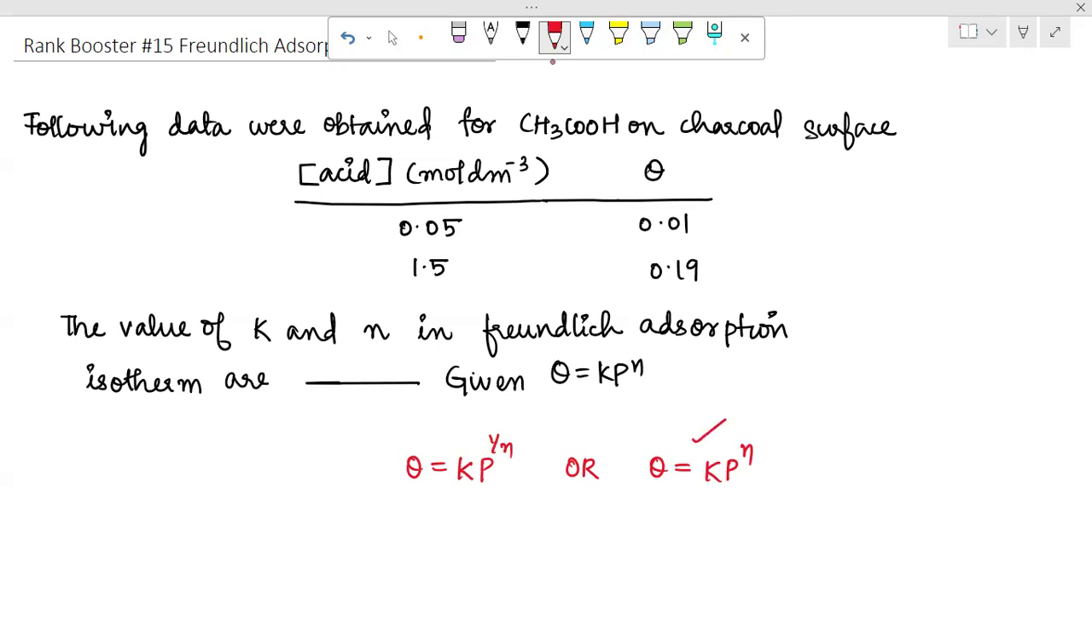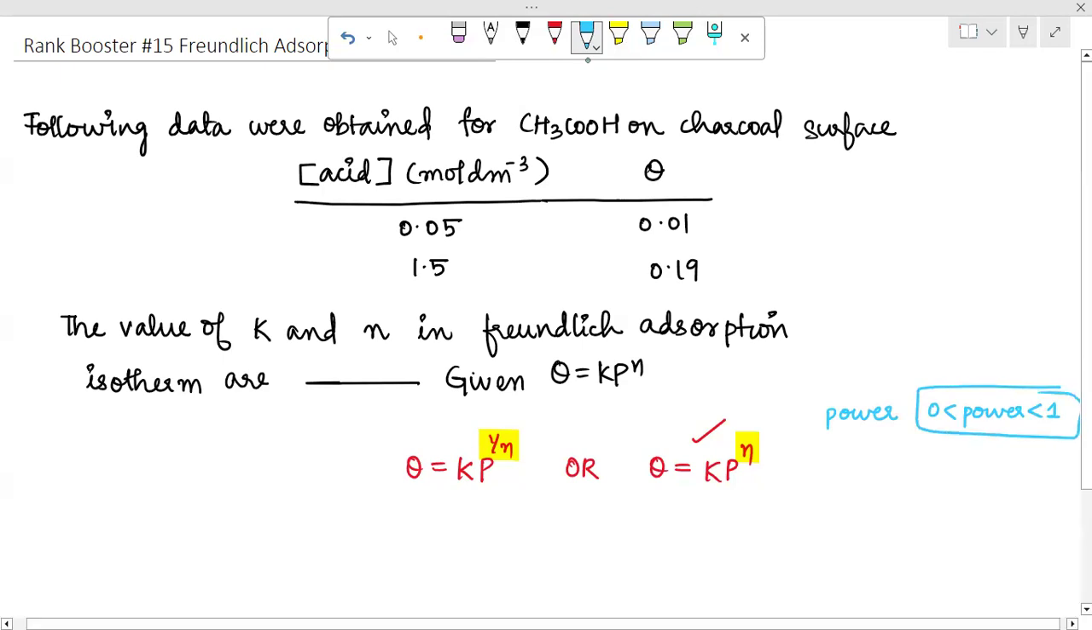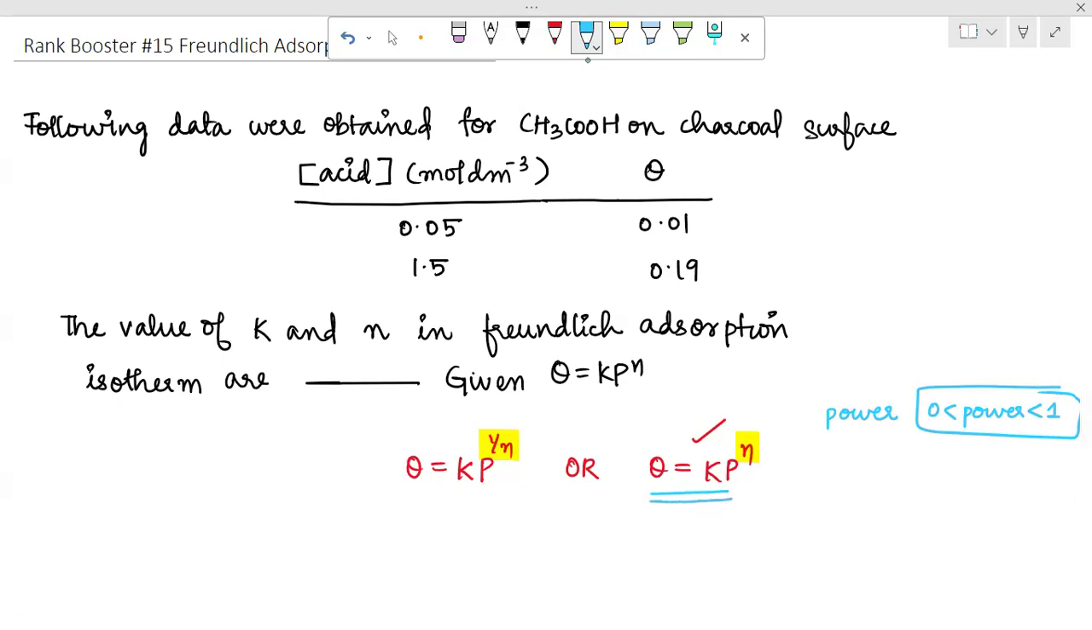So whatever the equation may be, the power, whether it is 1 by n or n, is always going to be between 0 and 1. Now they have said that this is the equation that we have to use.